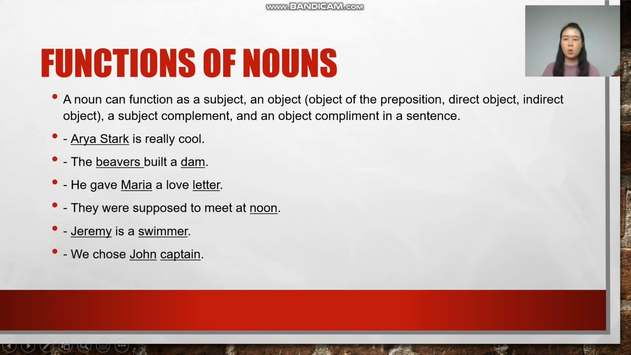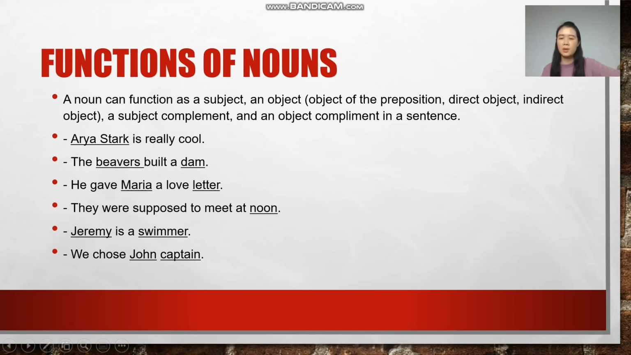Next is "they were supposed to meet at noon." The preposition in this sentence is the word "at." And after the word "at," we have the word "noon," and the word "noon" is the noun. Here, the function of the noun is the object of the preposition "at." Okay? Because normally we use the preposition with the noun, and those nouns after the preposition are called the object of the preposition.